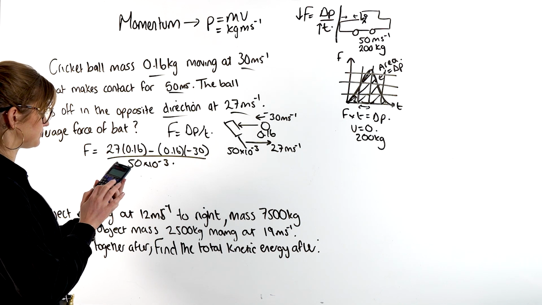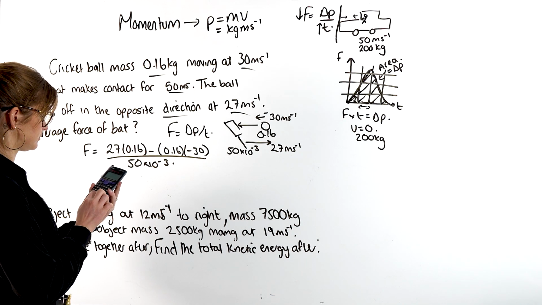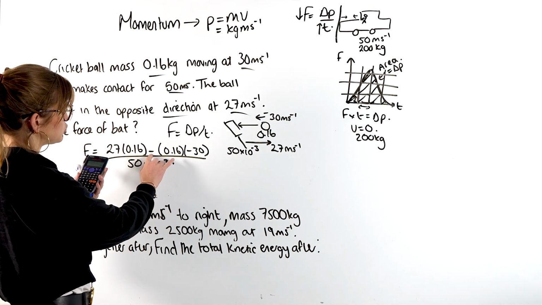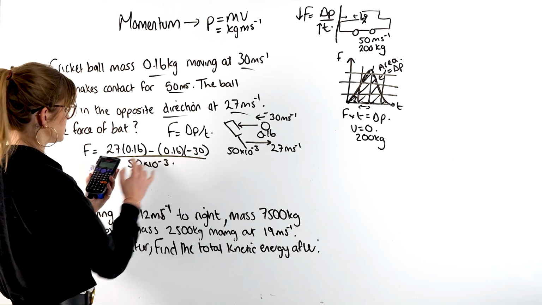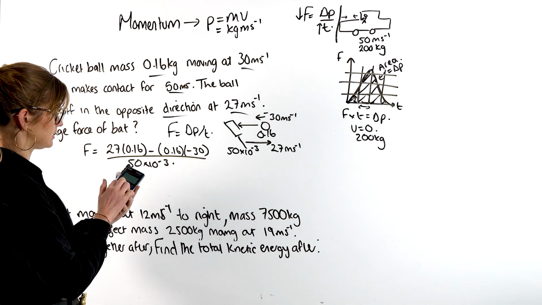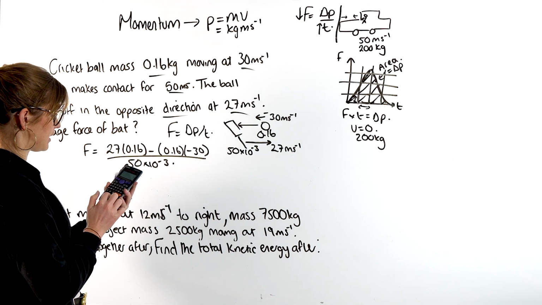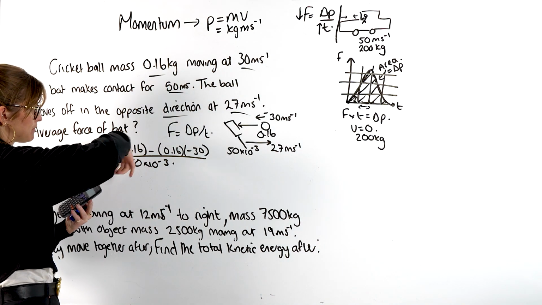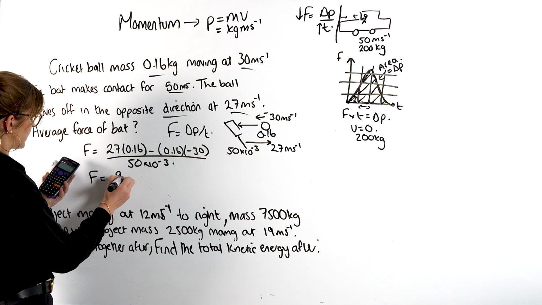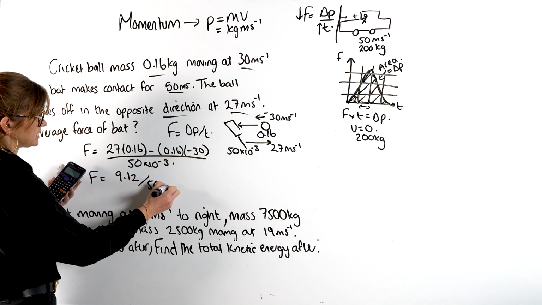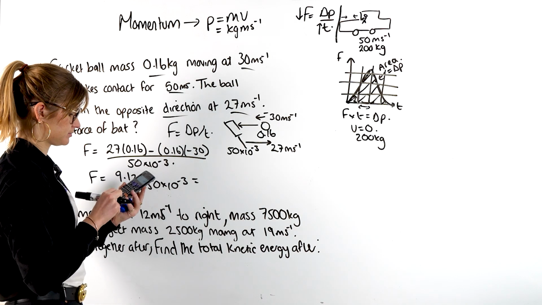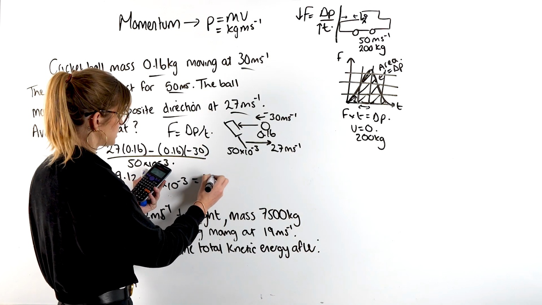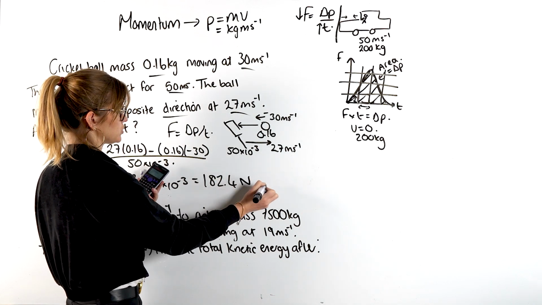So in your calculator, when you do this, what you should have done is 27 multiplied by 0.16, and then we're going to subtract a negative number, and negatives and positives, so I should end up adding 0.16 times by 30. And the top part of our fraction is going to be 9.12. So force is equal to 9.12 divided by 50 times 10 to the negative 3, to give us a force of 182.4 newtons. So grand.